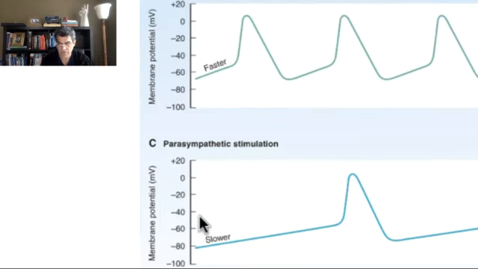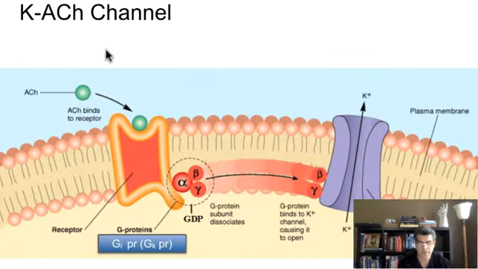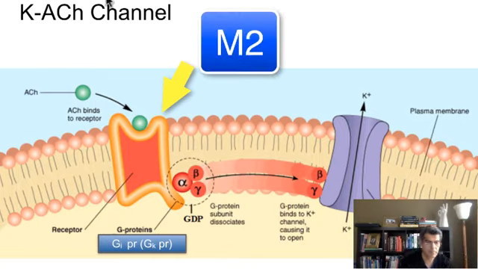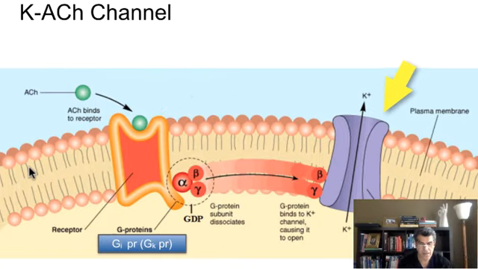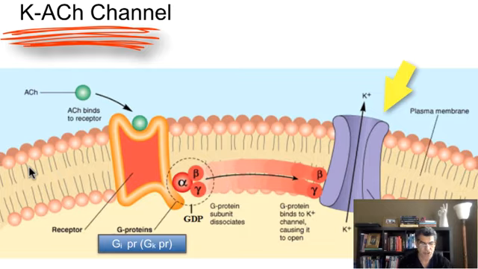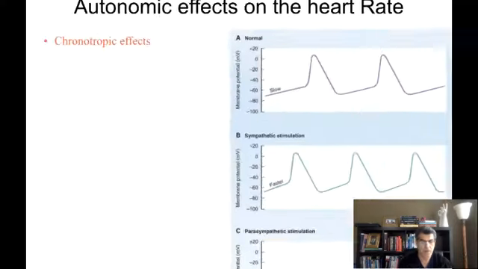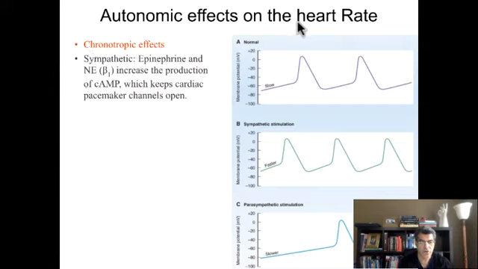So my cell becomes more negative. That means it's going to take longer for me to go to -40. As a result, you can see phase 4 is really, really long. The type of receptor for parasympathetic is called M2. The potassium channel is called KACH, potassium acetylcholine channel. When the autonomic nervous system changes the heart rate, it's called chronotropic effect.